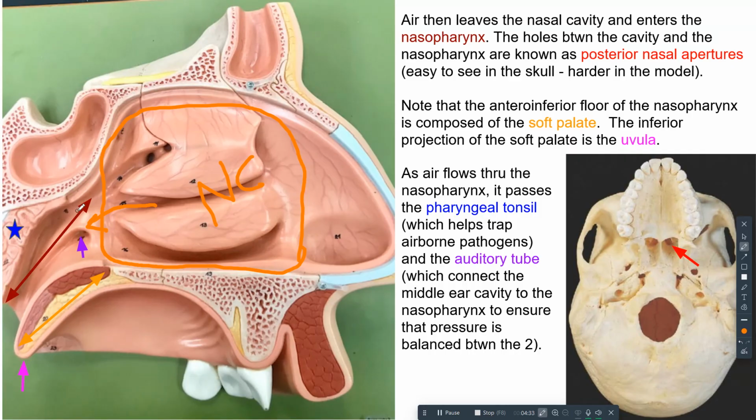Okay? There are actually a pair of holes connecting the nasal cavity to the nasopharynx. And if I look over here at the skull, it is so much easier to see those holes. I got a red arrow on one. I'm putting an orange arrow on the other. These holes right here are the connecting passageways between the nasal cavity and the nasopharynx. These holes are known as the posterior nasal apertures. An aperture is just a hole. Where is this hole? It's in the back of the nasal cavity.